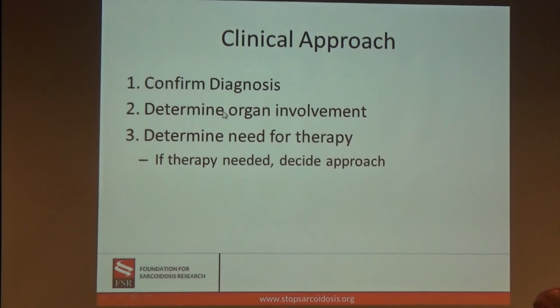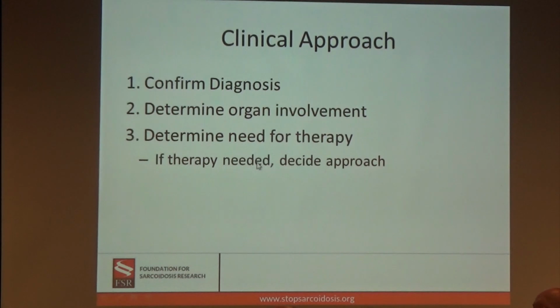The second step, once I confirm the diagnosis, is to ask my patient questions and do testing to figure out what are all the organs that are involved. Some of my patients have just their eyes, just their skin. Some of my patients have 6, 7 organs that are being affected. It's really important to know what organs are affected and how severely, because that goes into this third step, which has to do with, does my patient need therapy?